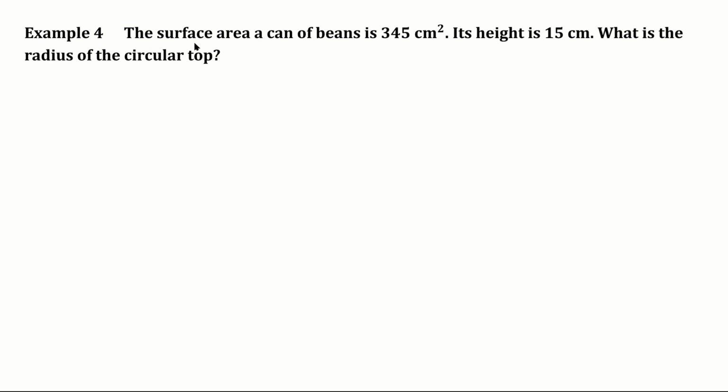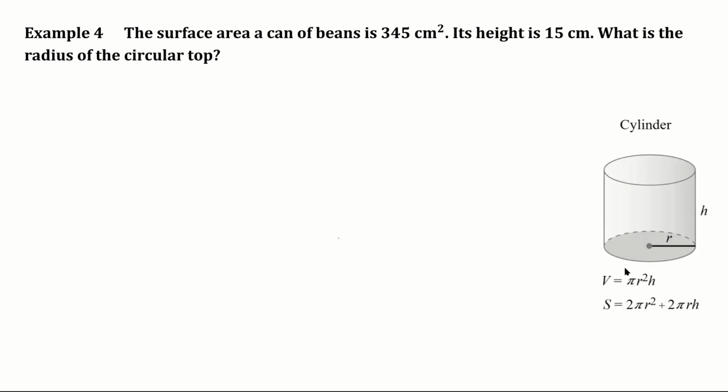All right, so here we're looking at the surface area of a can of beans being 345 square centimeters. We know the height. We want to know the radius of the circular top. Okay, so let me bring that over. Okay, so this is the scenario we have. We have a can of beans. Of course, it's going to be in the form of a cylinder. We're given the surface area, so we're dealing with this formula, okay? And we're given the height, okay? And we want to find the radius of the circular top, which is the same as the circular bottom, right?